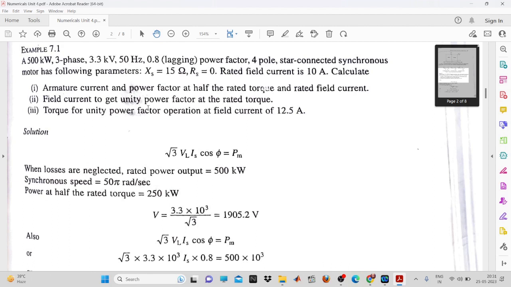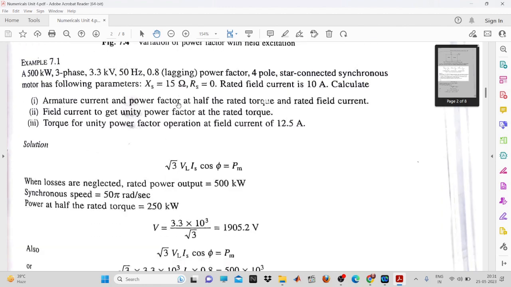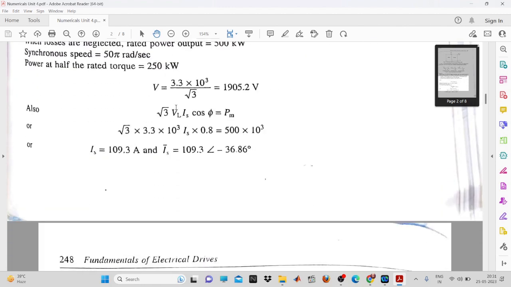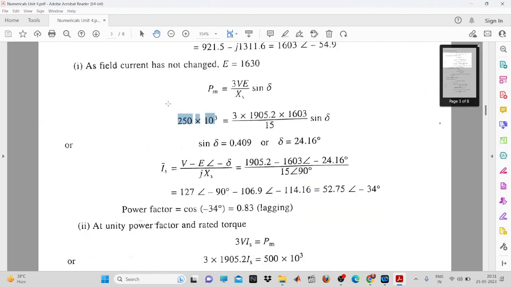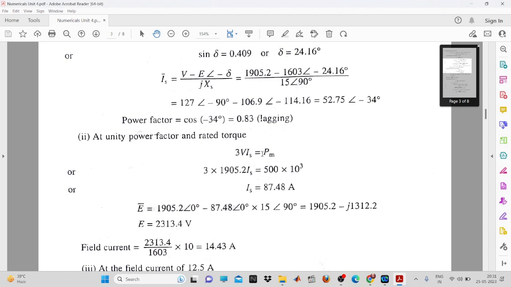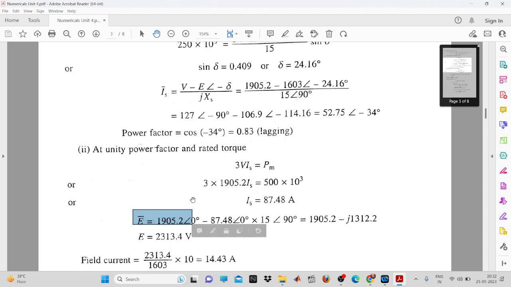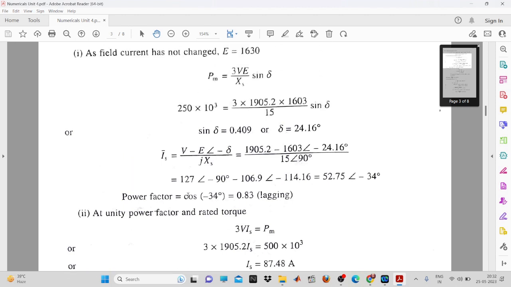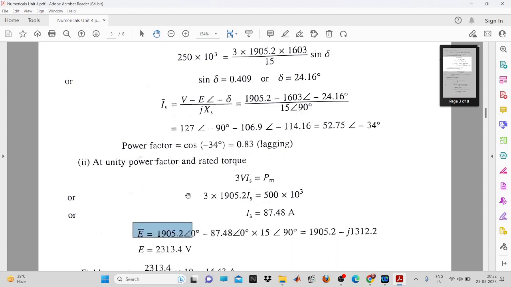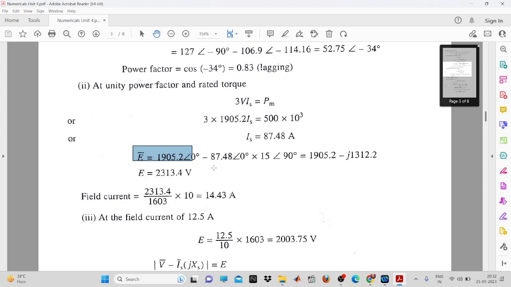So simple. In this case, V and I will be in the same phase. So V angle 0 and I angle 0. Fine. So you can see here, simple: 3 PM will be equal to 3 into V into I into cos phi, and cos phi is 1. I is simply calculated. Now again, you will have to calculate the excitation, because you can see here, at unity power factor, excitation is equal to V. In this case, E will be equal to V minus j I X.